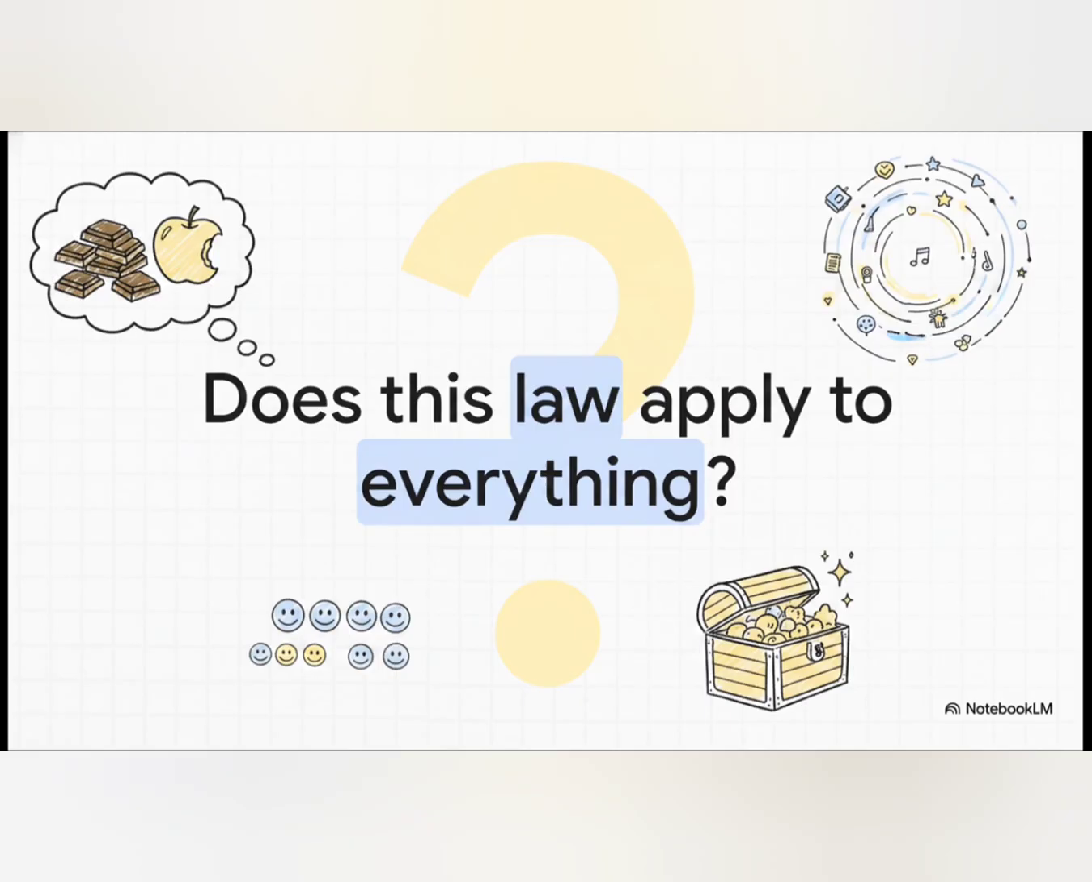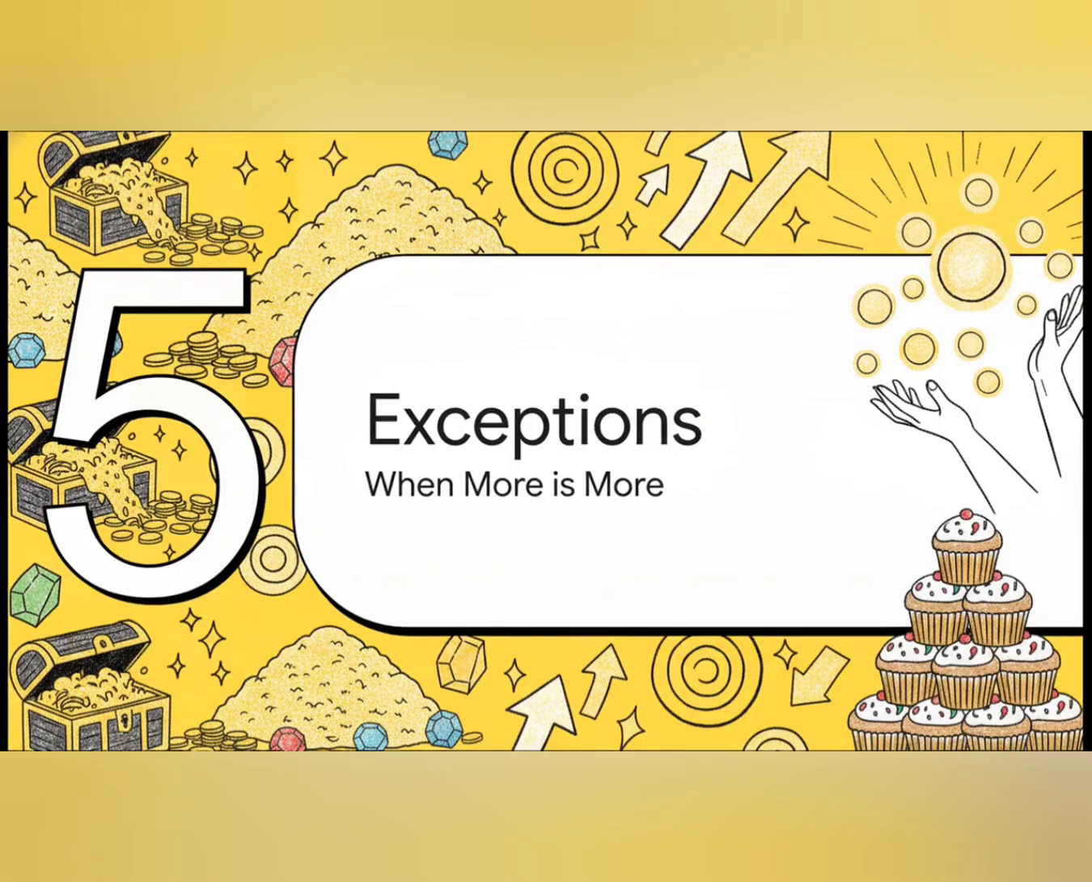But wait a second, before we wrap up, I want to ask you something. We've proven this works for chocolates, and we've mapped it out for apples. But does this law always apply to everything we consume? Does literally every single thing lose its charm the more we have it? Section 5. Exceptions to the rule, when more is actually more.